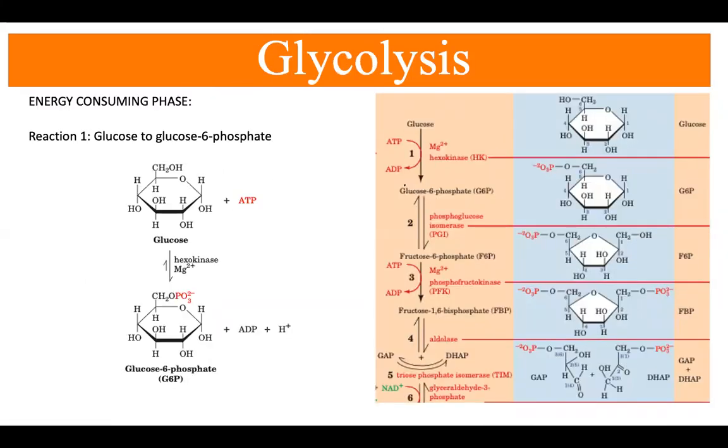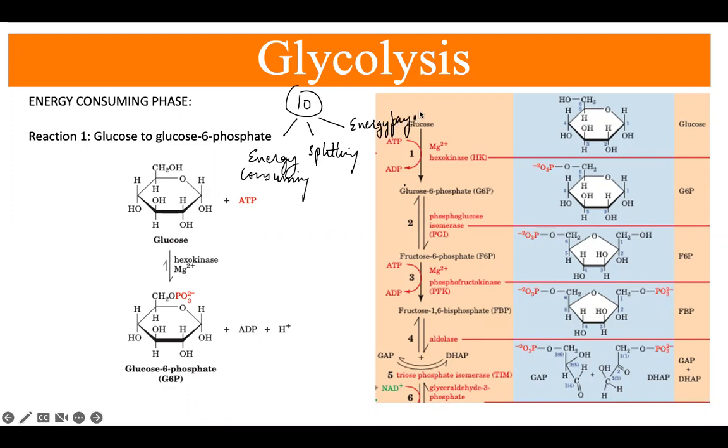If I have to divide glycolysis, because as I told you there are 10 reactions in glycolysis, into different phases to make you understand it better, there are 3 phases. So out of these 10 reactions, there are 3 phases. The first phase is known as the energy consuming phase. The second phase is known as the splitting phase. And the third phase is known as the energy payoff phase.